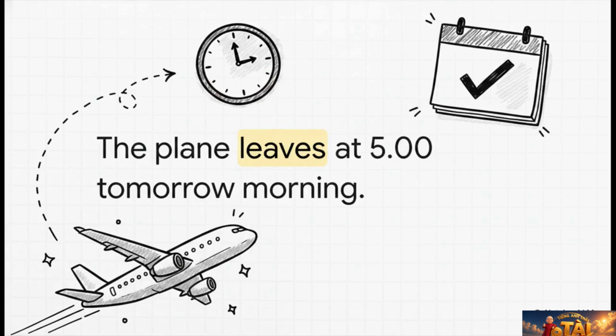But here is a really surprising exception. We actually use the simple present to talk about future scheduled events. I know, it sounds weird, but even though the plane leaves tomorrow, because it operates on a strict, unchangeable schedule, we treat it like a permanent fact. The exact same thing goes for dates, like saying Christmas Day falls on a Monday this year.